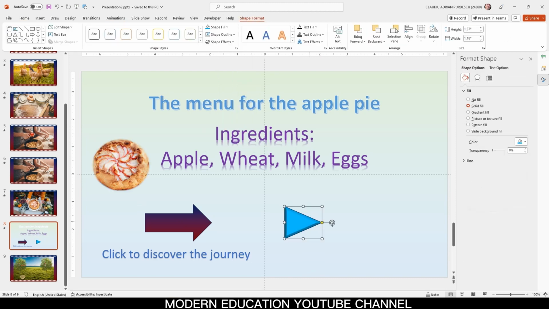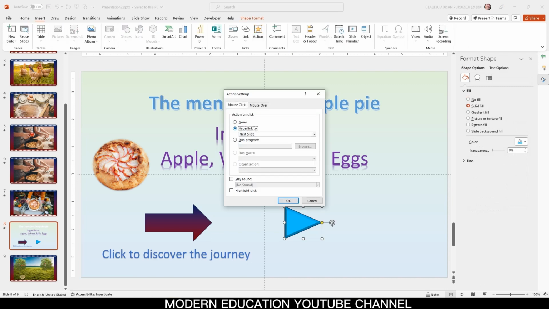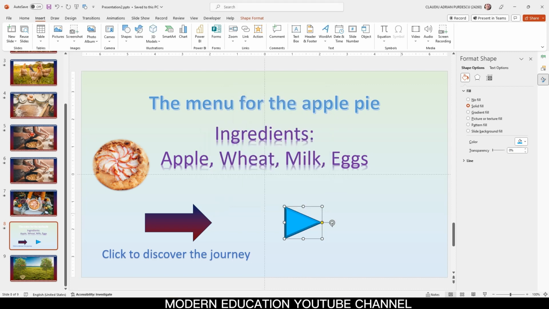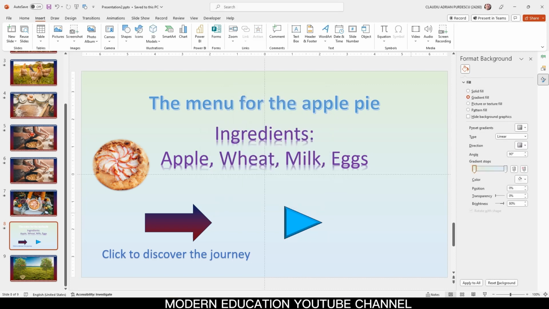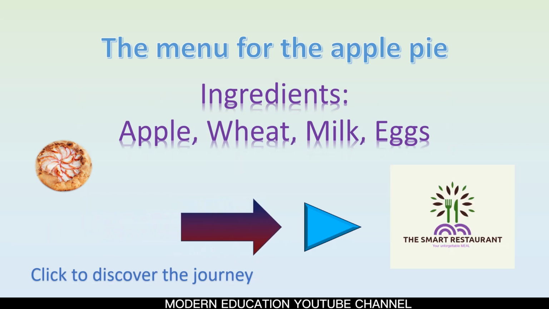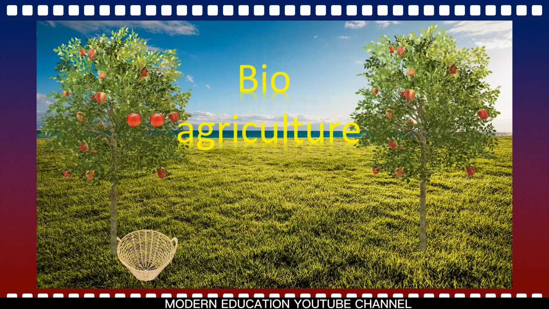Okay, and now the last element is to insert an action with a hyperlink to a custom slide, which in our case is slide 9. Okay, and when we will go to the full screen, you will have this animation. You can insert the logo of the restaurant and so on. And when we're gonna click here, the animation will start, and you know the rest.